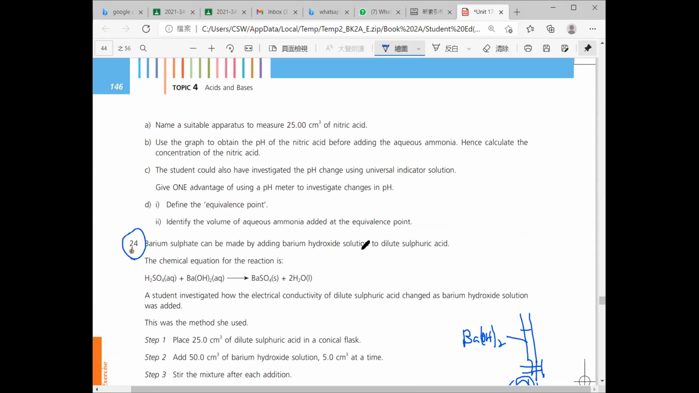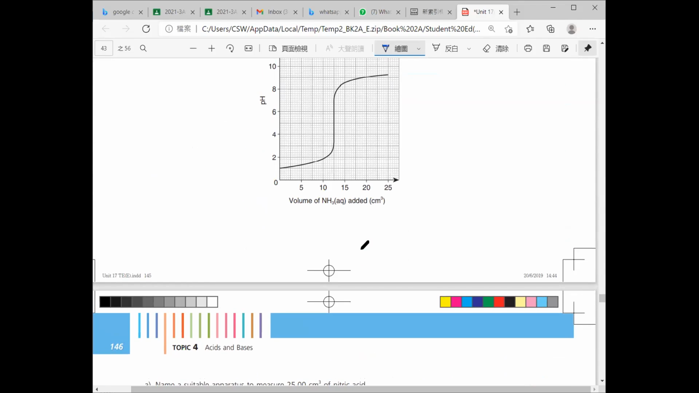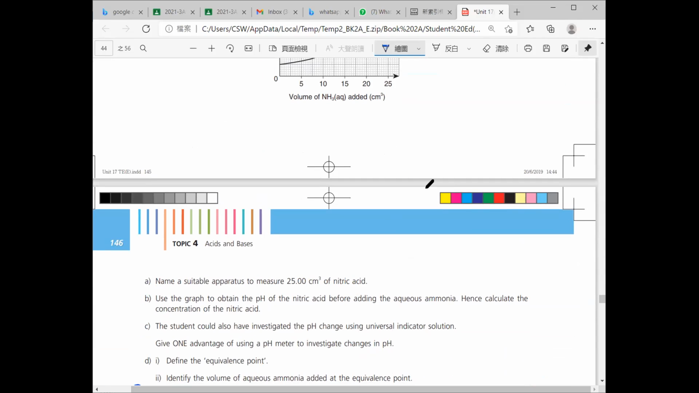Okay, name a suitable apparatus to measure 25.0 cm3 of nitric acid. So you may see the word 0.100 nitric acid. So just deliver once only, right? You need not add ammonia drop by drop. So what is that apparatus? 25.00 cm cube pipette. So you need to spell the word in the exam: pipette.